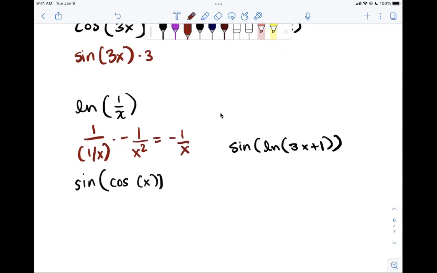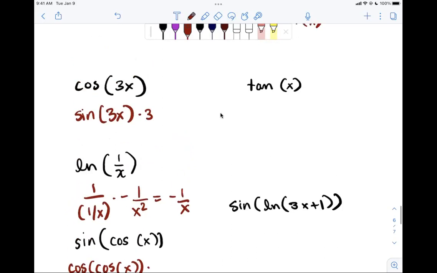For sine of cosine of x, it's the same thing. The derivative of the outer function, the derivative of sine, is cosine. So we're going to have cosine of x times the derivative of the inner function, cosine of x. So that's negative sine of x. All right, let's do the other two. These ones might be slightly trickier.